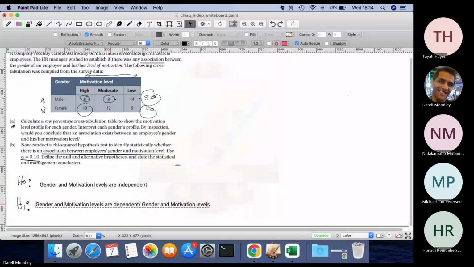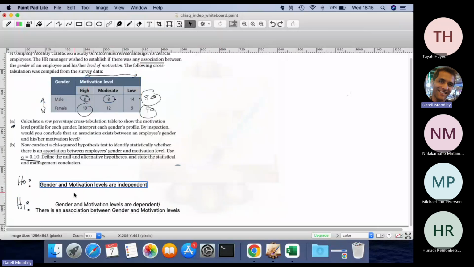So in other words, sorry, my bad, there is an association. It is the same thing between gender and motivation. I'm just going to leave a line here. Okay. All right. So your H0 will always be that they're independent. Your H1, you could just say there is an association between gender and motivation levels, or you could say gender and motivation levels are dependent. One of them is fine. Okay, it's up to you which one you want to use. But just remember that H0 will always be the statement that they are independent.